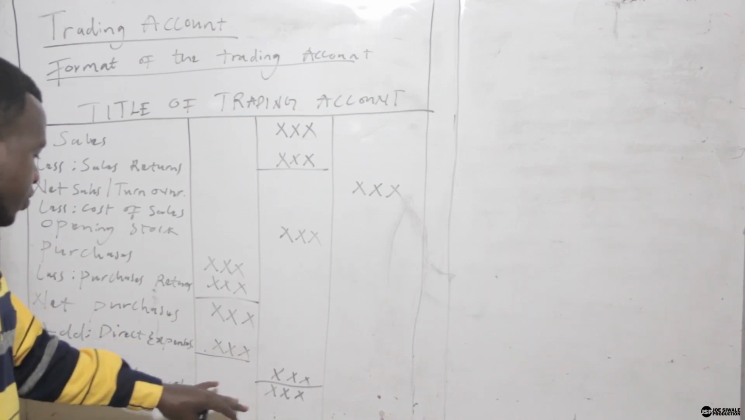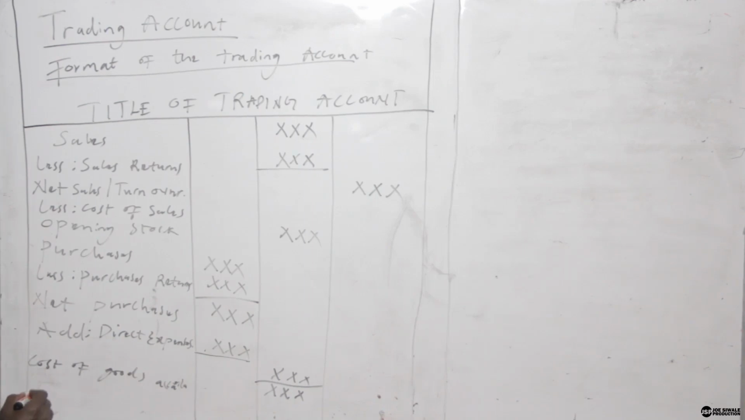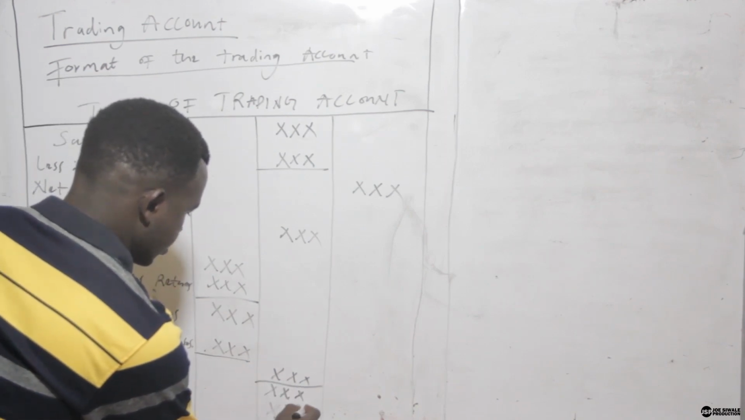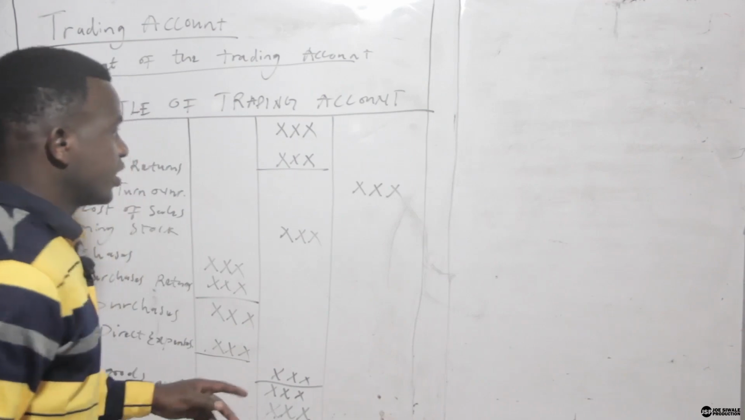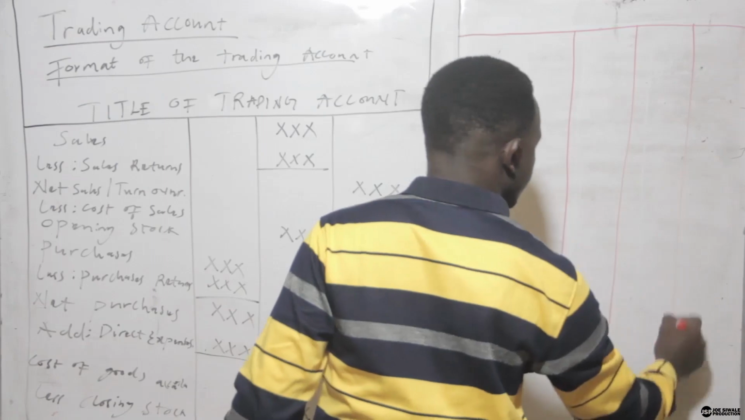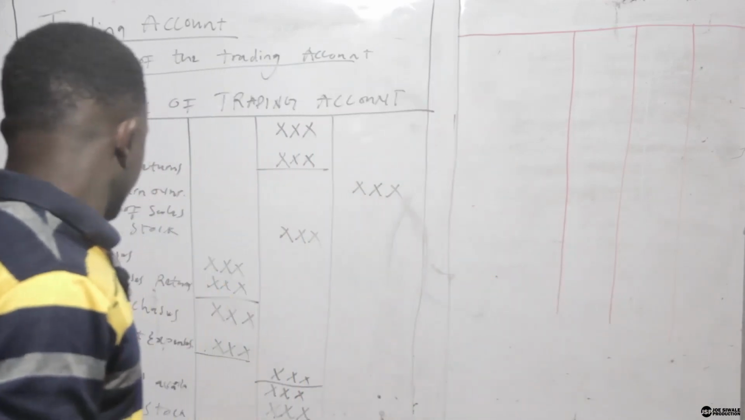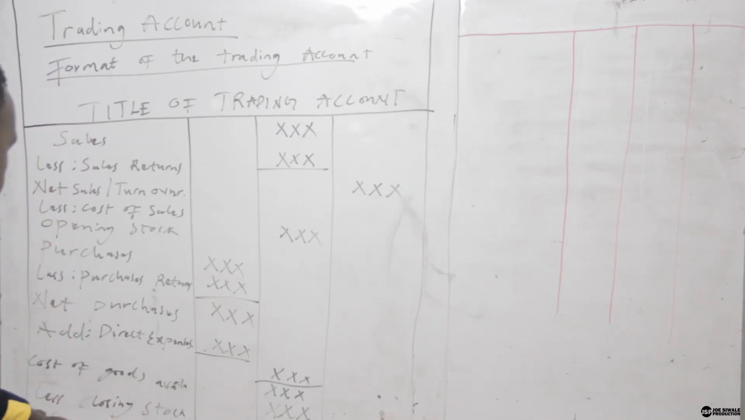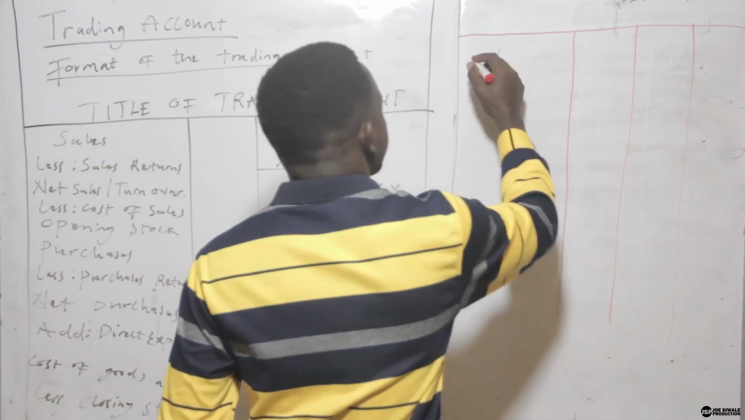And since we have cost of goods available, we can say less closing stock. And less closing stock there, we have to find the difference. So let us continue to this side. So we'll say cost of goods available, less closing stock, and we're going to have cost of sales.